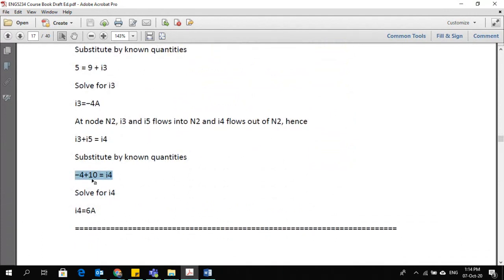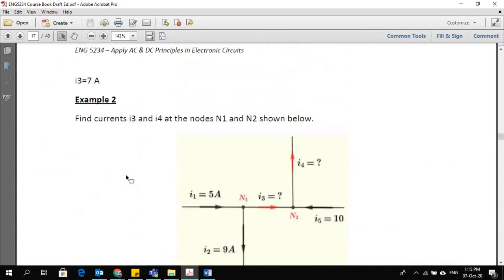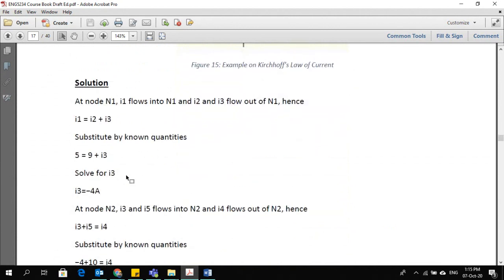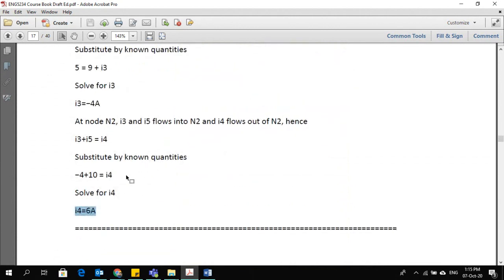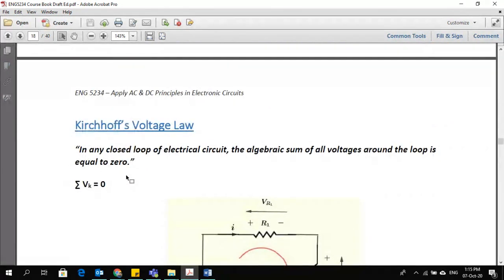So here it is. I5 is 10, equal to I4, which is unknown. We need to find it. After solving, we can clearly say that I4 is 6 amperes. Okay, so that's how you solve the current. You can find current in any simple circuit by just making a Kirchhoff's current law equation for any particular node, and you can find the current value. So this was all about Kirchhoff's current law.